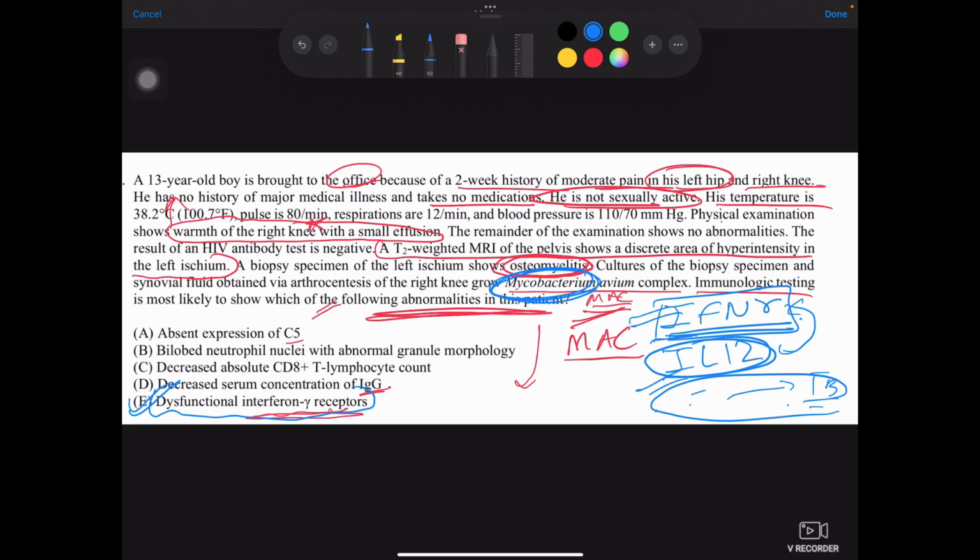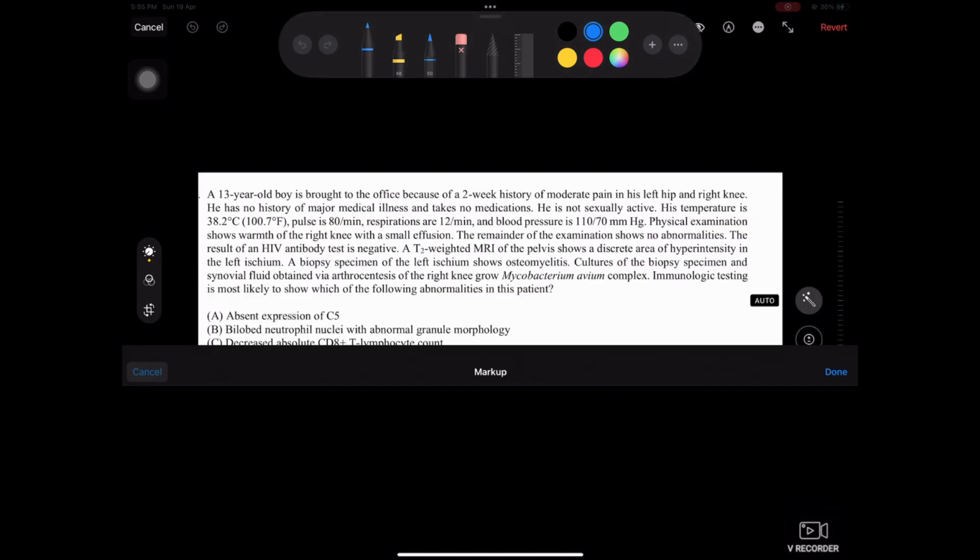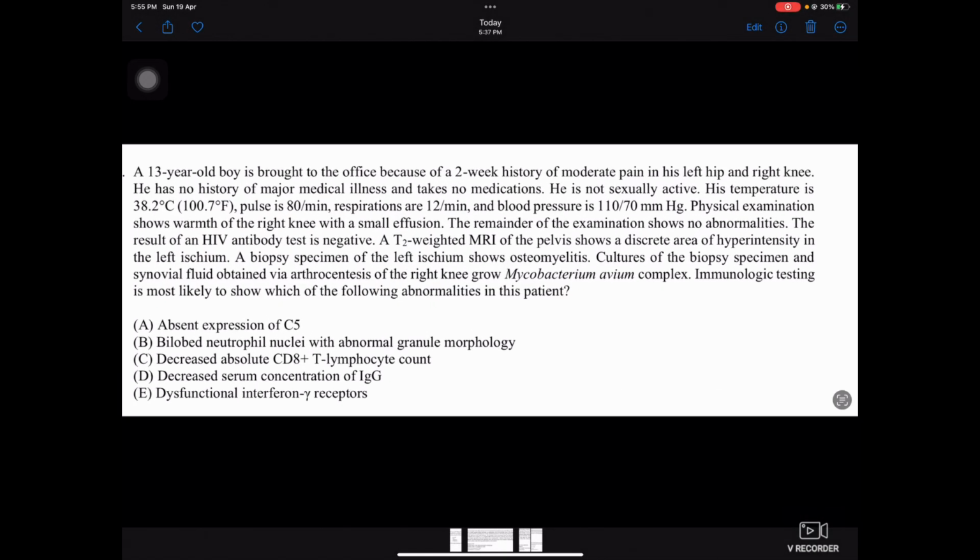It will not be C5, 100%. Bilobed neutrophils, no. Absolute CD8 count, maybe HIV, they want to go that way, but CD4 would have been mentioned. No, I don't think so. IgG, no. To control Mycobacterium, you need cell mediated immunity, not humoral immunity. I think the answer is C. You can check the comment section. If I'm wrong, I'll mention that.